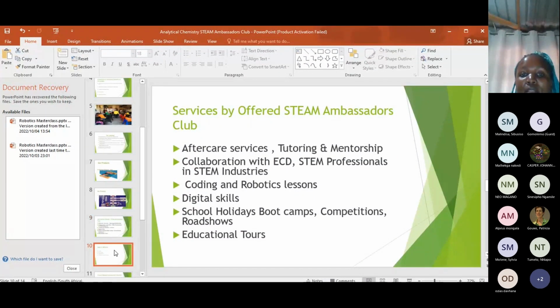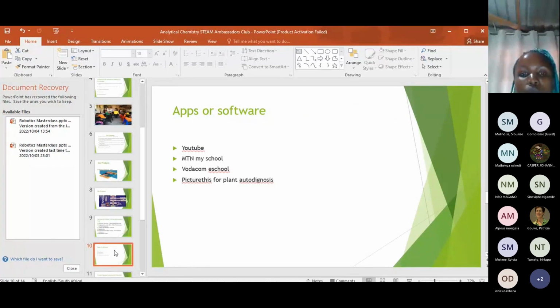And the apps that we use, in most cases, we use YouTube. That's where we learn, and the kids enjoy learning through seeing. They enjoy learning with interactive material. For example, they have projects to do on the water cycle, so when we show them the videos on YouTube, they get fascinated, and that's how they learn. We also use MTN My School, Vodacom eSchool, and Picture This for plant auto diagnosis when we are in the field.